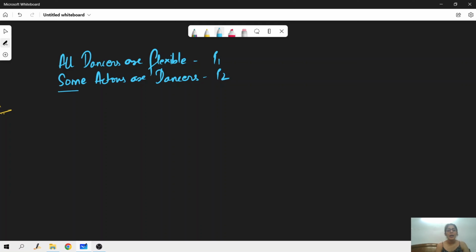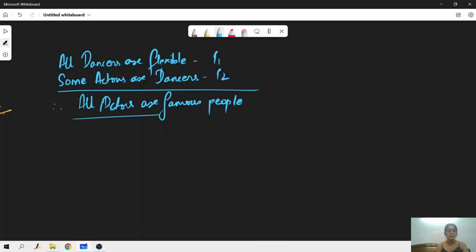For instance, all dancers are flexible. Alright, this is our premise 1. The premise 2 is some actors are dancers. This is premise 2. And the conclusion that we have is, let's say, all actors are famous people.